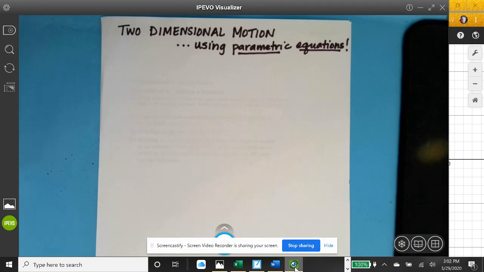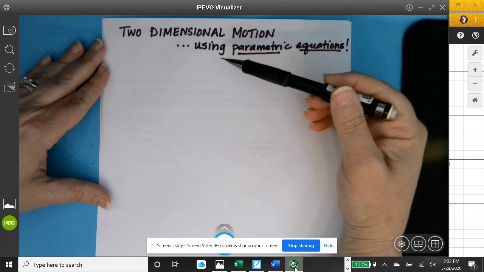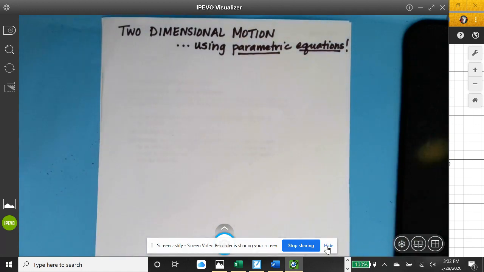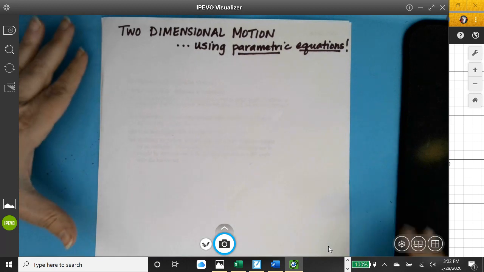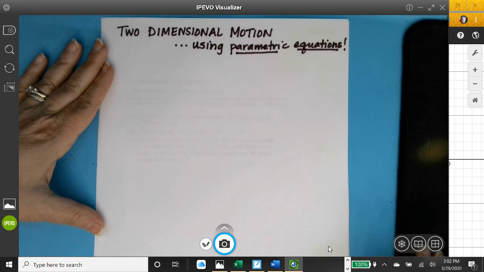All right, we're going to talk about two-dimensional motion. We talked about one-dimensional motion when we were throwing something up in the air and then bringing it back down if you were standing in the same spot. But things get more interesting and more exciting, I think, personally, when we're throwing things in two dimensions.